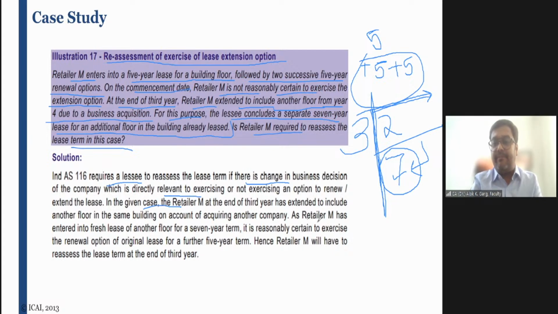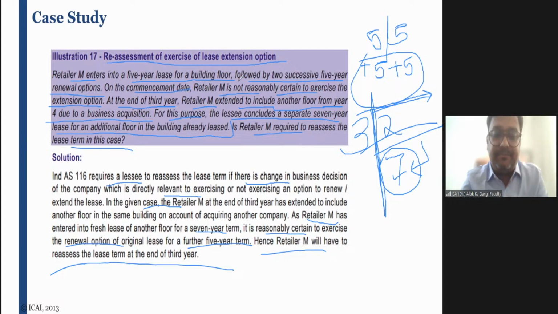As retailer M has entered into a fresh lease for another floor for a 7-year lease term, it is reasonably certain to exercise the renewal option of the original lease for a further 5-year term, right? Because the 5-year lease is there, further 5 years means total 10 years. So 3 plus 7 is 10. Hence, retailer M will have to reassess the lease term at the end of the third year. So there will be a revision in the lease term.